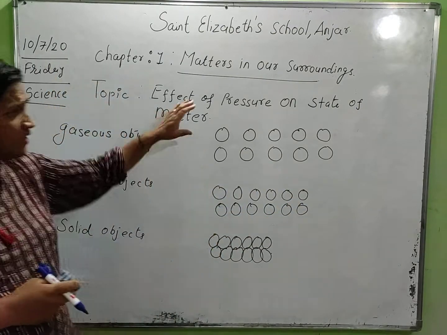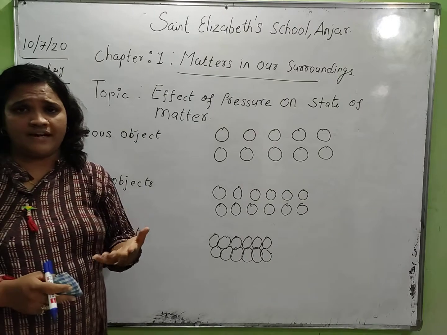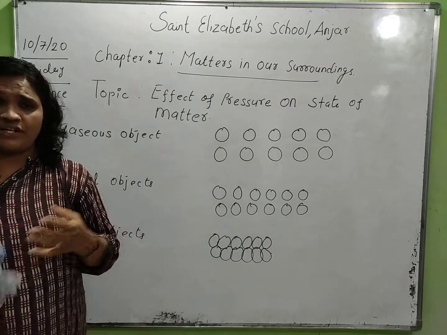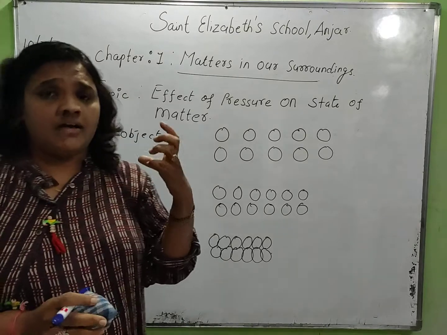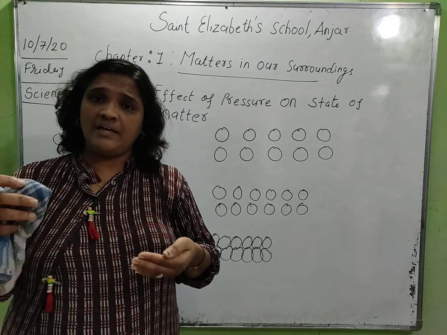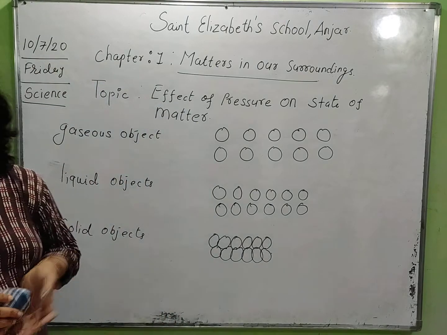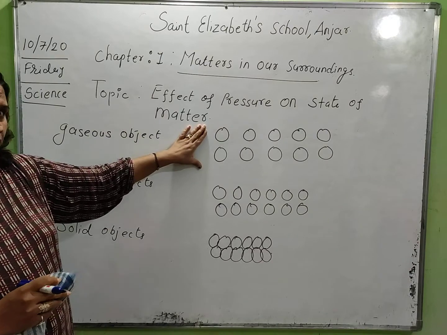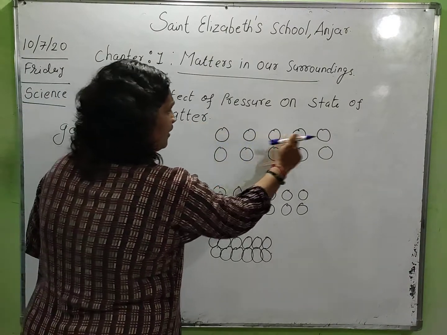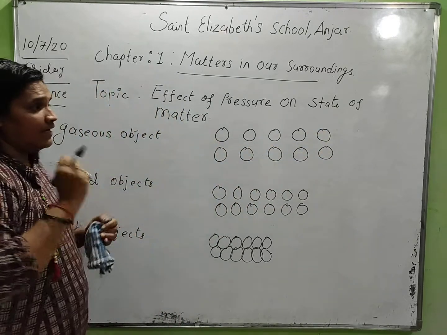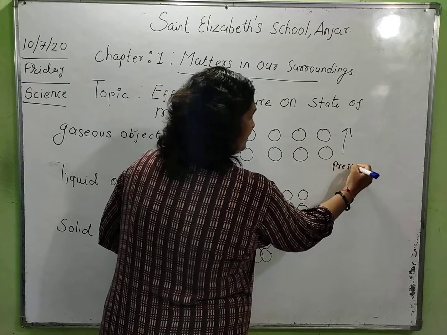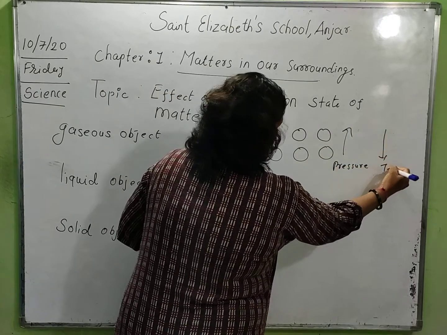In the same way, what is the effect of pressure? For that, we have already seen what 1 atmospheric pressure is. Suppose in one jar you take a gaseous substance. When you increase the pressure, see, in a gaseous substance the molecules are far from each other. Now you increase the pressure and you decrease the temperature.